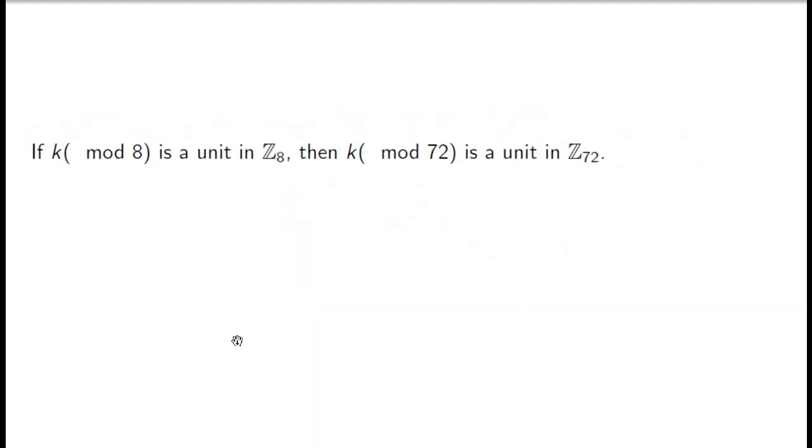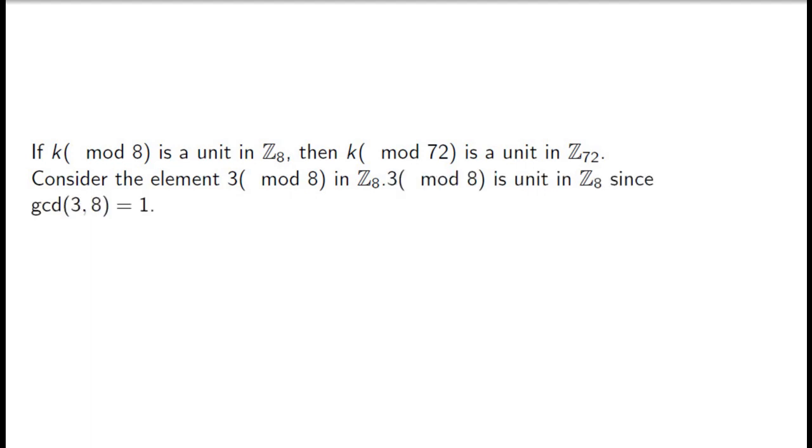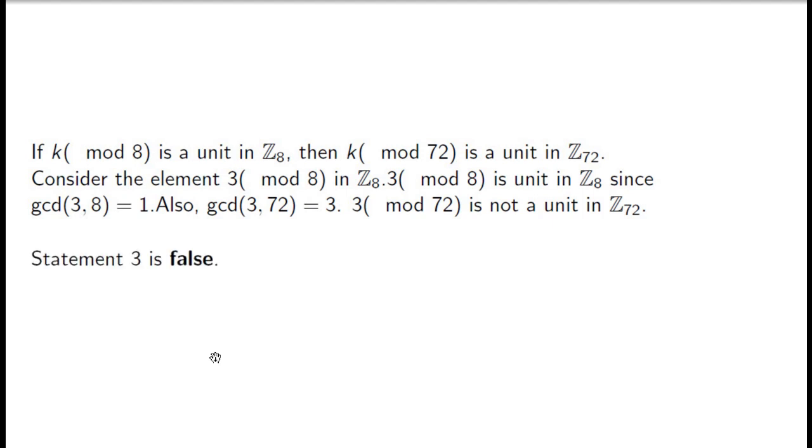Now, coming to the third statement: if k mod 8 is a unit in Z8, then k mod 72 is a unit in Z72. Consider the element 3 mod 8 in Z8. Now, 3 and 8 are relatively prime, so 3 mod 8 is a unit in Z8. Now, GCD of 3 and 72 is 3, since 3 divides 72. Hence by our result, we can say that 3 mod 72 is not a unit in Z72. So the statement that k mod 8 is a unit in Z8 does not necessarily imply k mod 72 is a unit in Z72, and hence statement 3 is false.